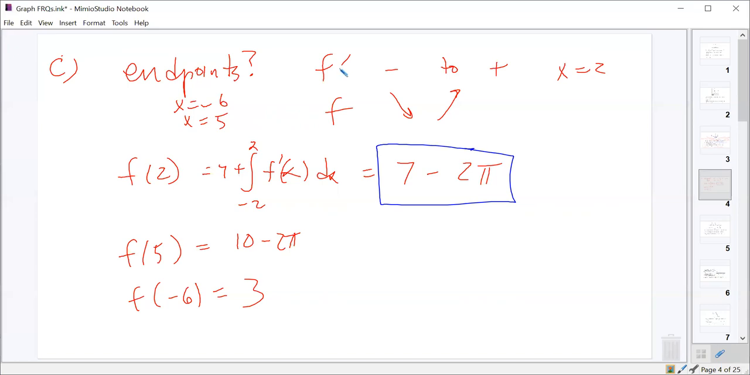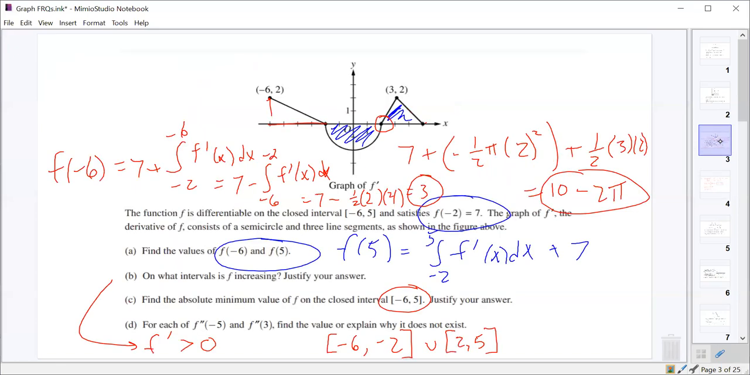f of 2 is where the derivative goes from negative to positive. It's a place where f prime is 0. This graph is equal to 0 at 2, and it goes from negative to positive. f prime also equals 0 at -2, but we don't need to worry about that one because the derivative is going from positive to negative, which tells us that the function itself is going from increasing to decreasing. So we're not going to have a minimum.